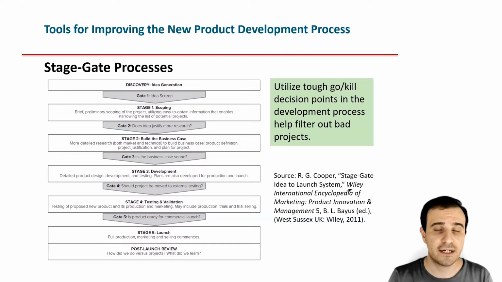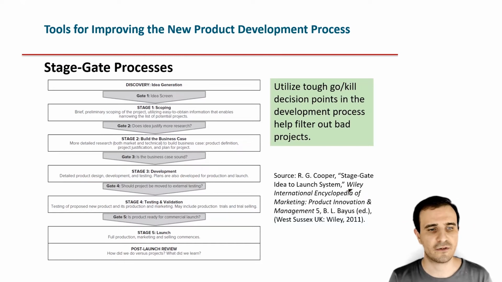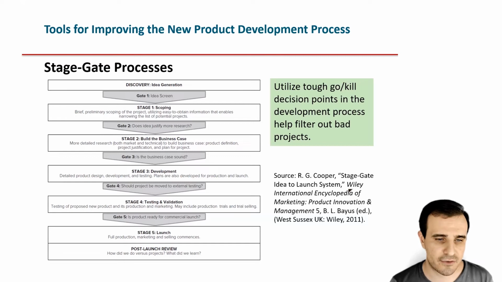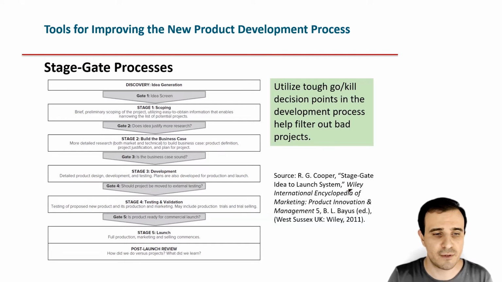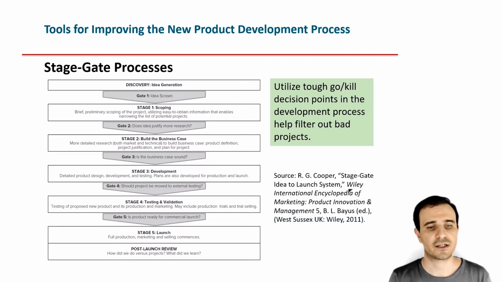What are these different gates, these different checkpoints? The first one is the idea screening. This will move on to stage one, which is the scoping. Scoping is to identify the perimeter of a project. And here you just use some information, you don't need to go that deep yet.